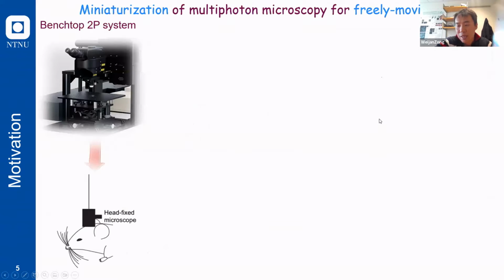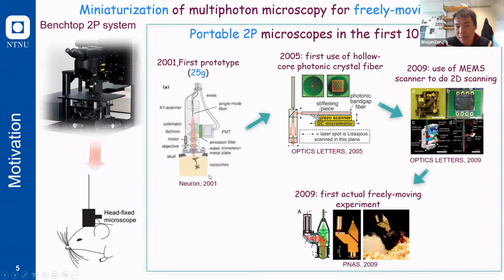Therefore, scientists started to develop the miniature microscope that can be mounted on the head, so the animals can freely move in the environment while we record the activities. And the story started in 2001. The first prototype was published by the Denk group, who are the pioneers of the two-photon microscope.